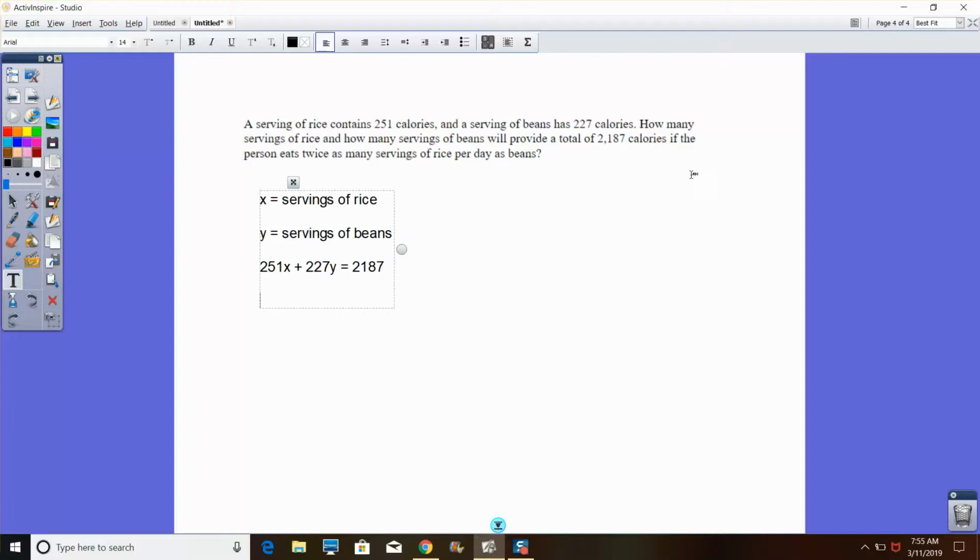The other way that we can come up with an equation is by understanding the relationship between the servings of beans and the servings of rice. It says here that we're going to have twice as many servings of rice as servings of beans. So twice the beans would be my rice. Okay, so twice as many servings of rice per day as beans. So 2 times y equals x.